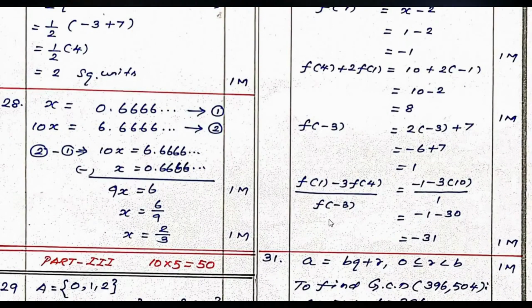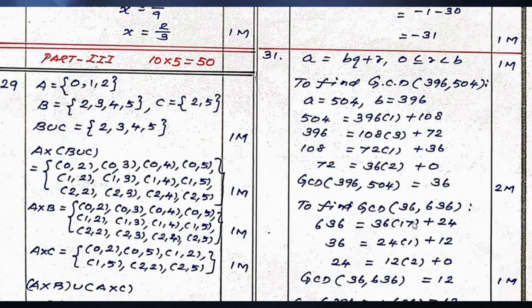And for the last question, we already know f of 1 and f of 4. For the denominator, we find f of minus 3. The answer is 1. Substituting these three values, we get the answer minus 31, for this stage 1 mark.